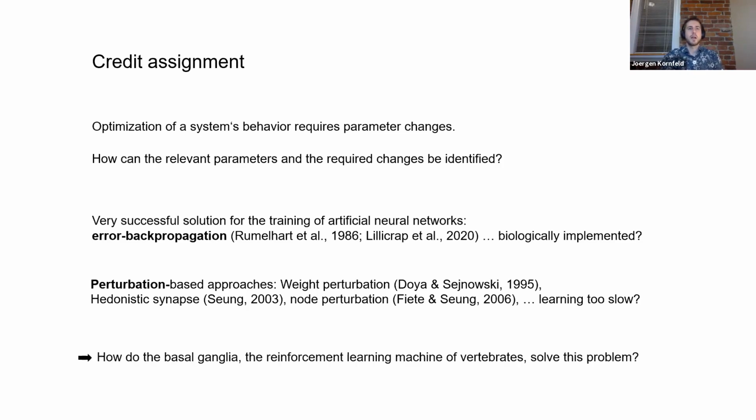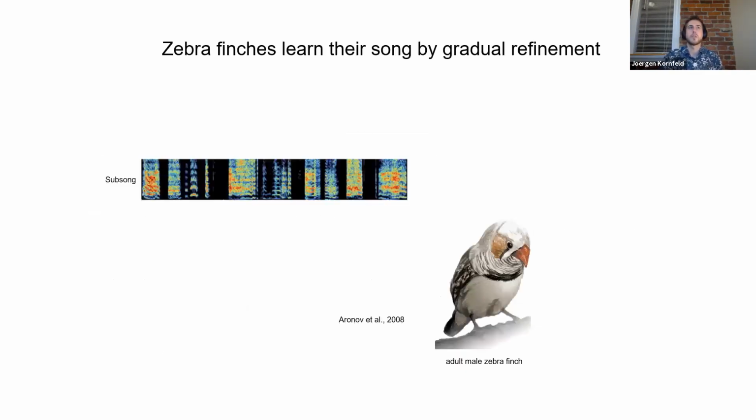So I want to understand and study how the basal ganglia, which according at least to Kenji Doya is the reinforcement learning machinery of vertebrates, solve this problem. And I think we now actually have reasonable evidence, especially in the songbird system that I like to study, that perturbation-based approaches are used for song learning.